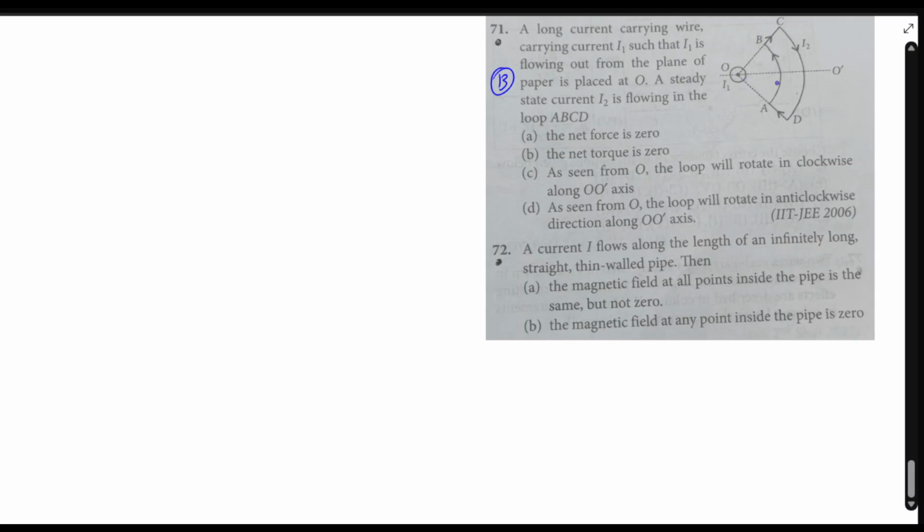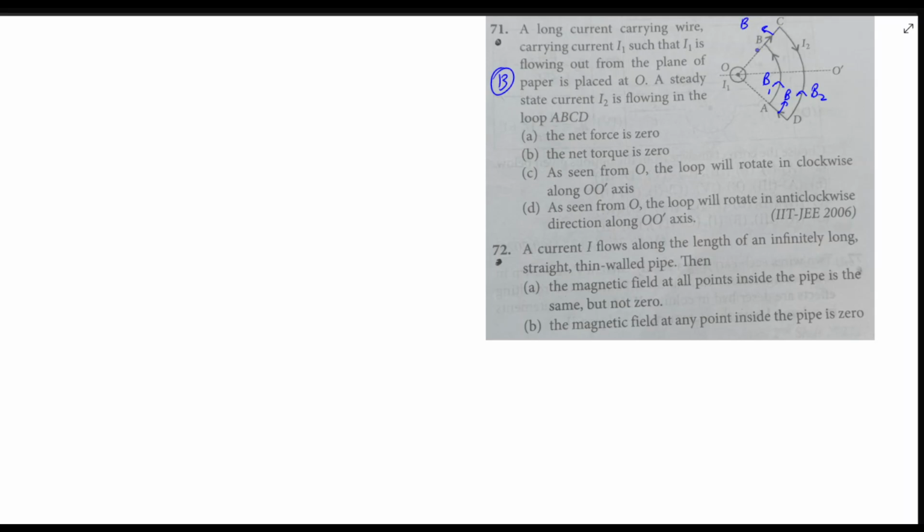So due to this, magnetic field will be like this, okay, along this. And here let's say this is B1, let's say this is B, and here let's say it will be B2, right? So here it will be again B. This B will be variable because it will change as you move along B to C, right? So force on AB is zero because I2 cross B is zero.